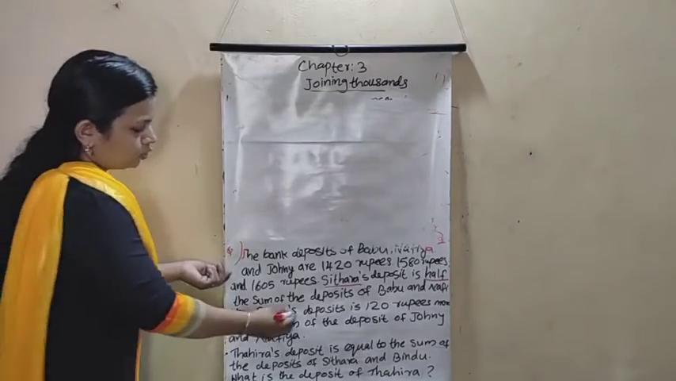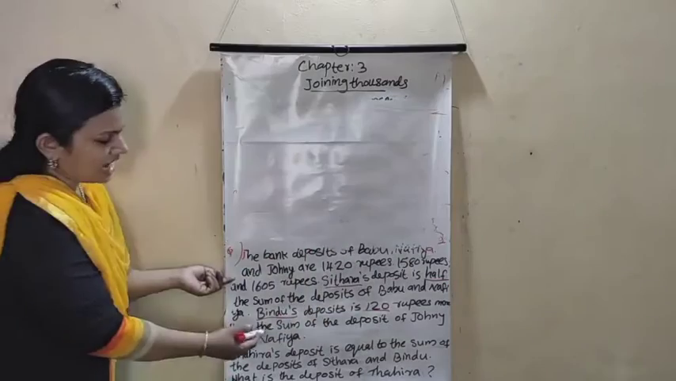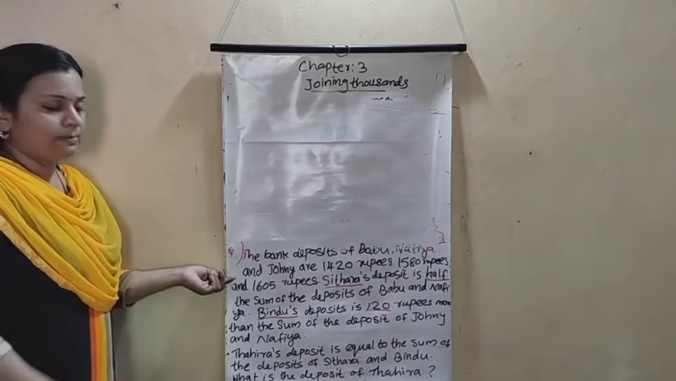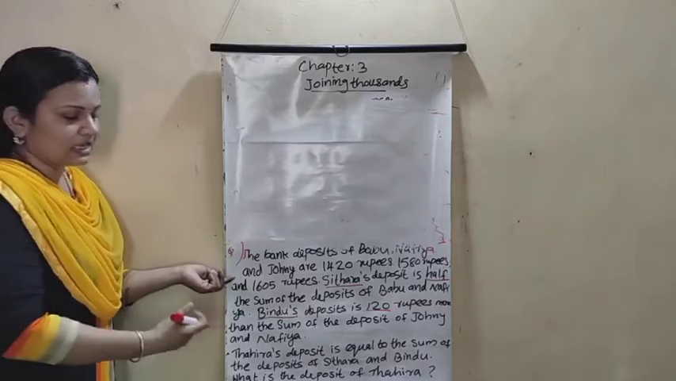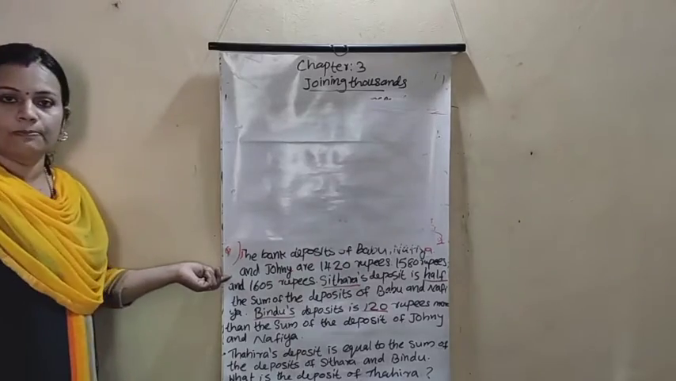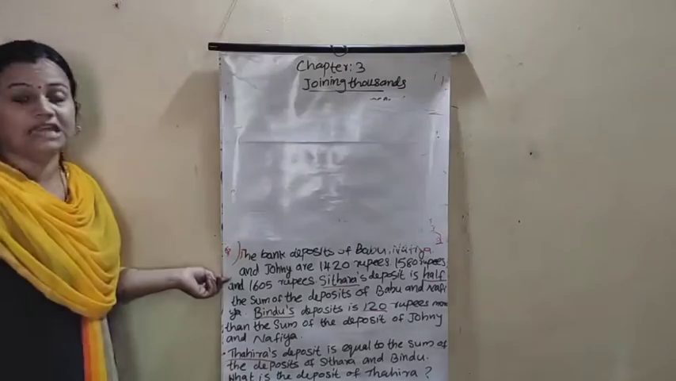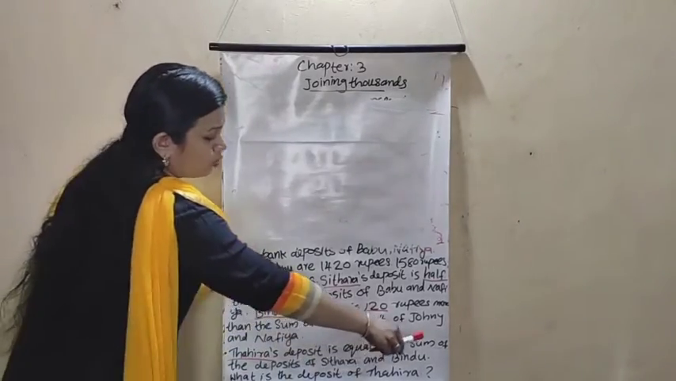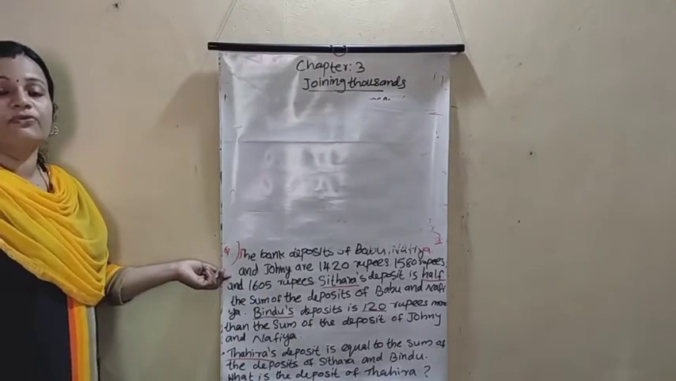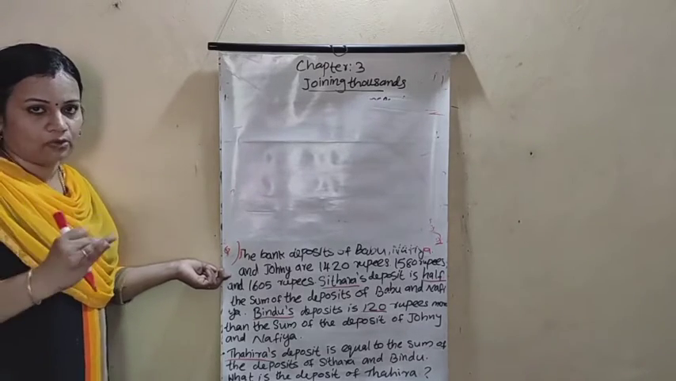Okay, next step. Bindu's deposit is 120 rupees more than the sum of the deposits of Johnny and Nafia. Bindu's deposit is also not given, but one hint is given: 120 rupees more than the sum of Johnny and Nafia. Okay, then now Tahira, the third person. Tahira's deposit is equal to the sum of the deposits of Sitara and Bindu. So we need to find Sitara, Bindu and Tahira's deposit amounts.